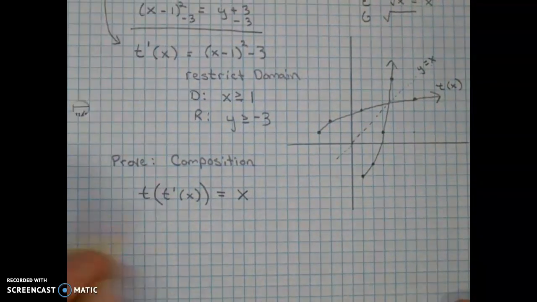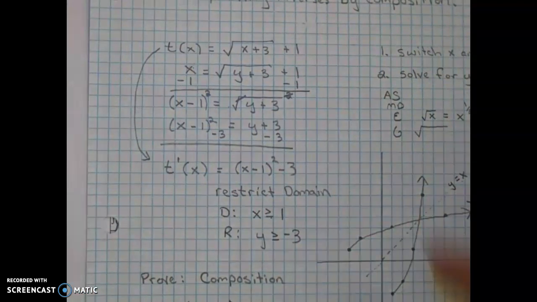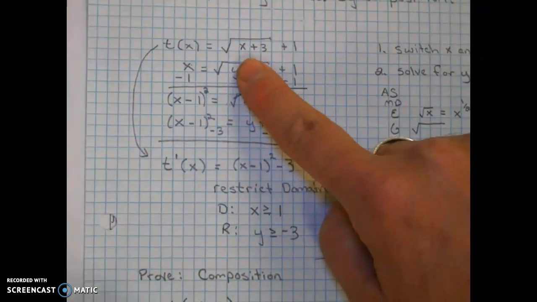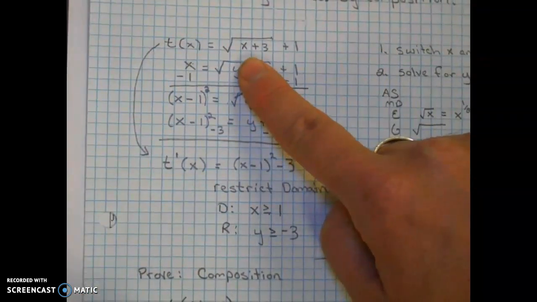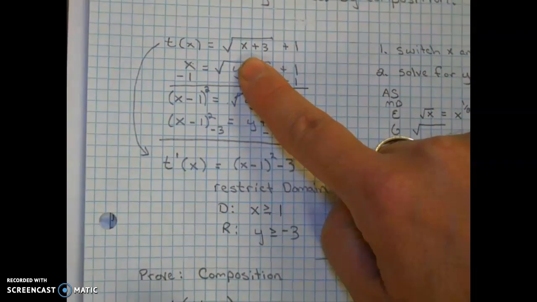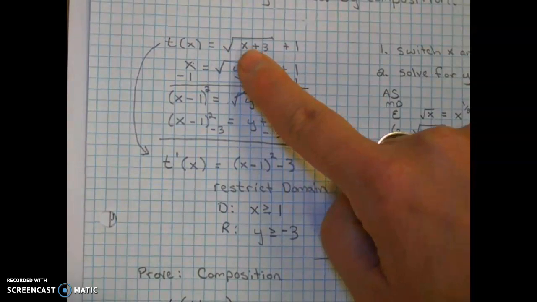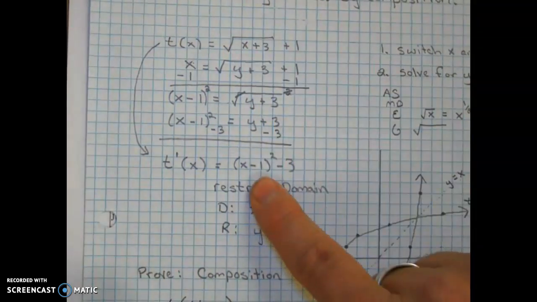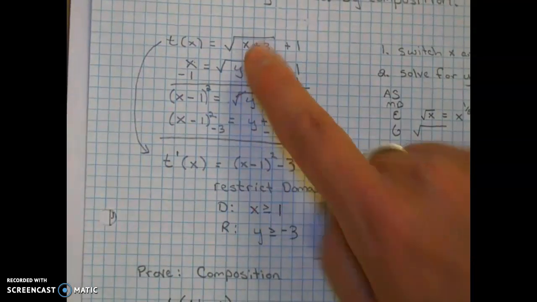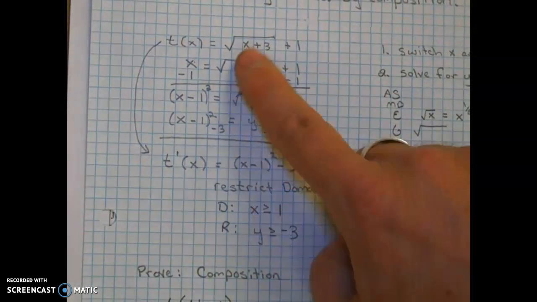Okay, so let's go ahead and plug this in. So starting off with our original function, we have the square root, and we're going to input the inverse in for x. So we're going to input this in for x. Okay, so this function just went in for x.